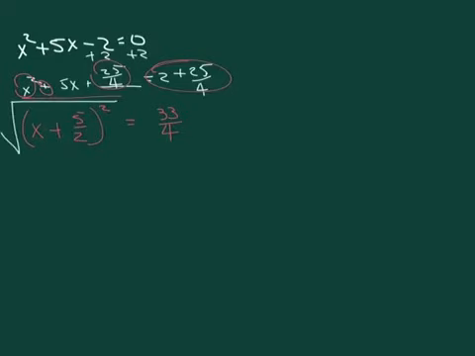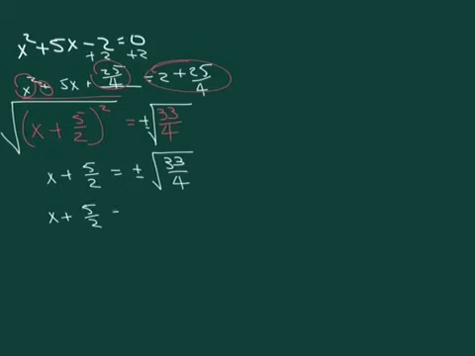Square root both sides. So we get x plus 5/2 equals plus or minus the square root of 33 over 4. But one thing we know is we know what the square root of 4 is. So we are going to write this as x plus 5/2 equals plus or minus the square root of 33. But we know the square root of 4 is 2, so we can take the radical off. Alright, so there we go.